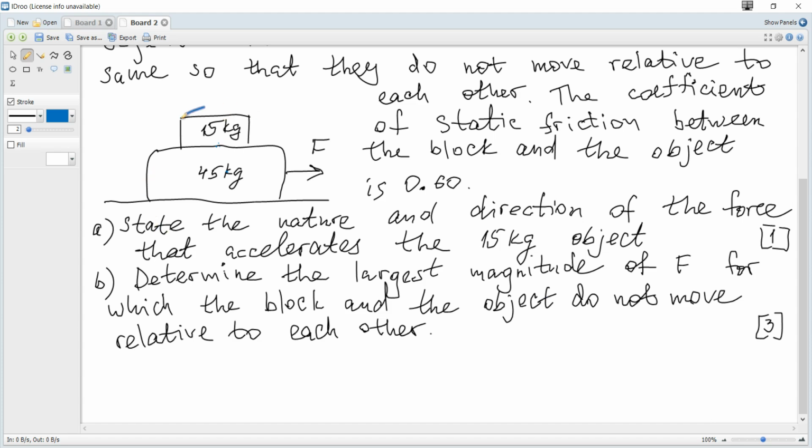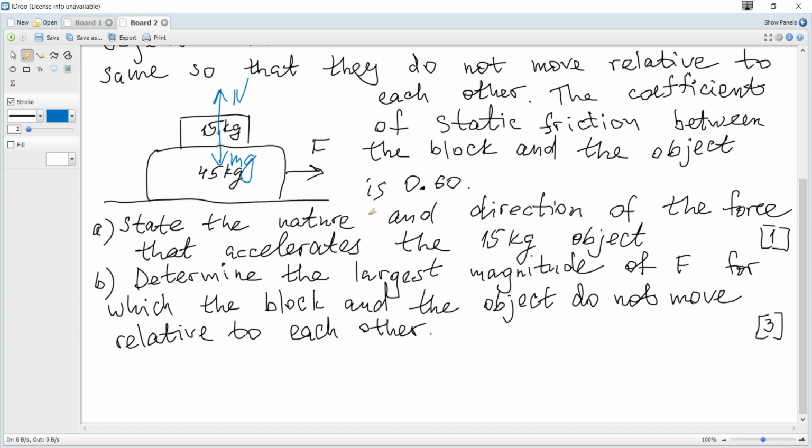So let's consider this upper 15 kilogram object and what forces are acting on this object. Definitely it's mg, the normal reaction, and since the block and the object are in contact, there is the frictional force. But the question is what is the direction of this force, and since there is no relative motion, it will be the static friction, not dynamic.